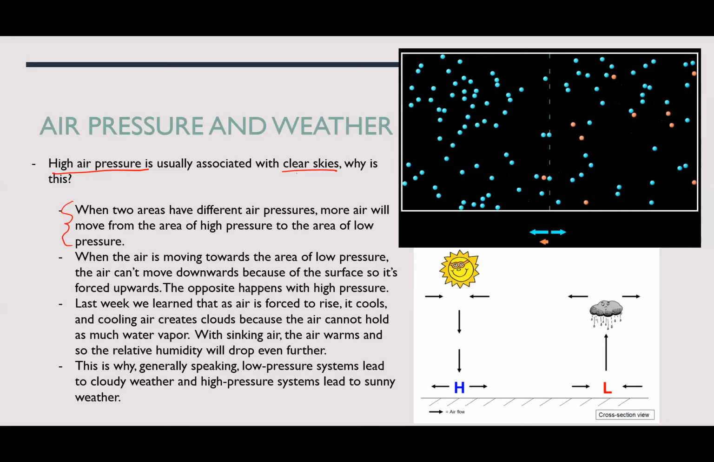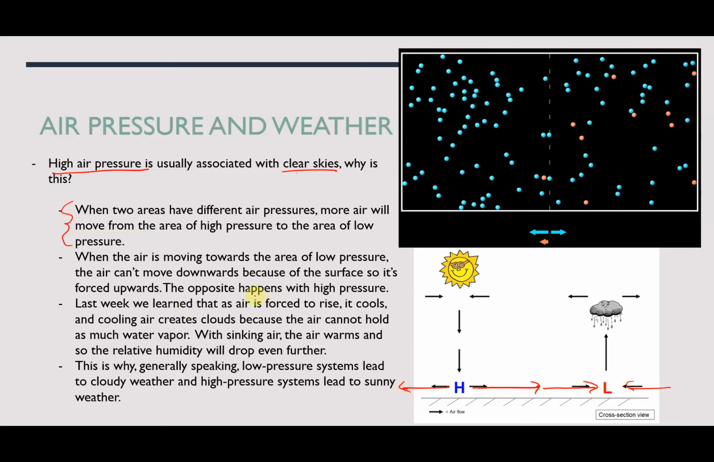Whenever we have two different areas of pressure, air is going to want to move from the area of high pressure towards the low pressure. And so if you're in a low, you're going to have air moving towards you. If you're in a high pressure area, you're going to have air moving away.